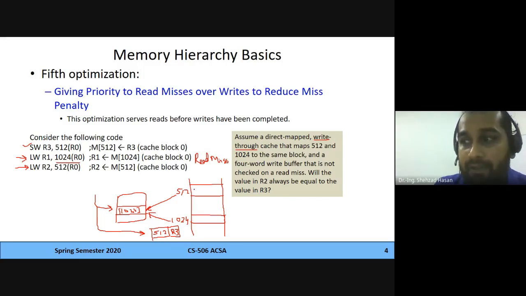So the blocks in which these addresses reside are coming to the same cache line. So this is my cache and this is the main memory. Both 512 and 1024 can occupy only this line. So this means that both of them cannot come simultaneously.